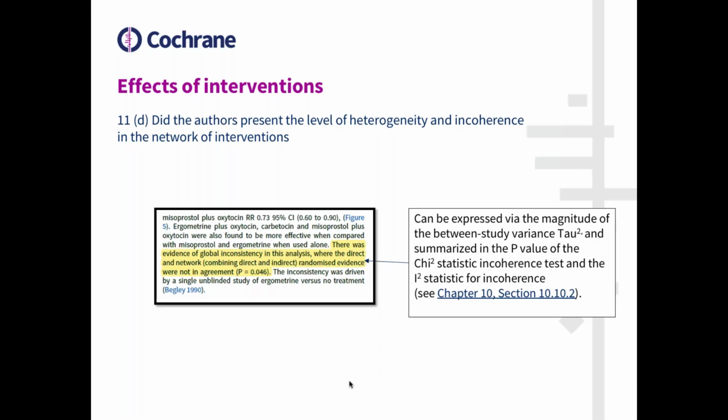We also want to see, for each outcome, did the authors present the level of heterogeneity and incoherence? This is usually expressed via the magnitude of the between-study variance tau squared, and summarized in the p-value of the chi-squared statistic in the incoherence test and the I-squared statistic for incoherence. Chapter 10 in the handbook should provide more detail on this, but in this example review, we can see a statement clarifying there was evidence of global inconsistency, as seen by the p-value of 0.046. So authors have referred to global inconsistency and they give the p-value, which is what we're looking for.